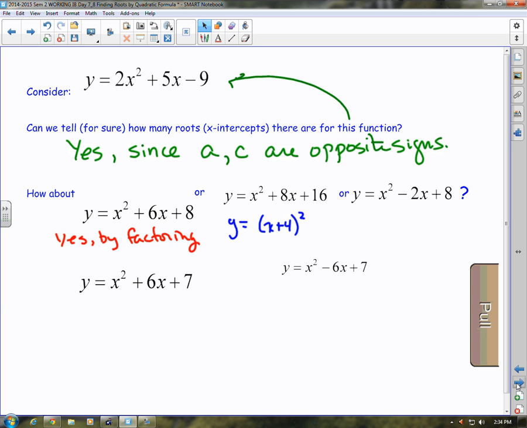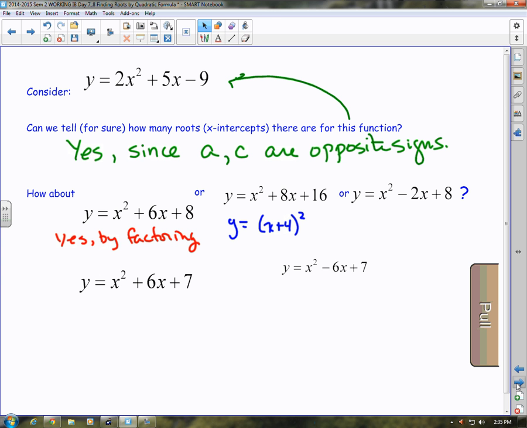Thumbs up, 1 or 2. Thumbs sideways, not sure. Thumbs down. And without completing the square. Because the answer to our problem is, yeah, we could complete the square on absolutely anything to tell. But just quickly, can we tell? So, thumb up, thumb sideways, thumb down.